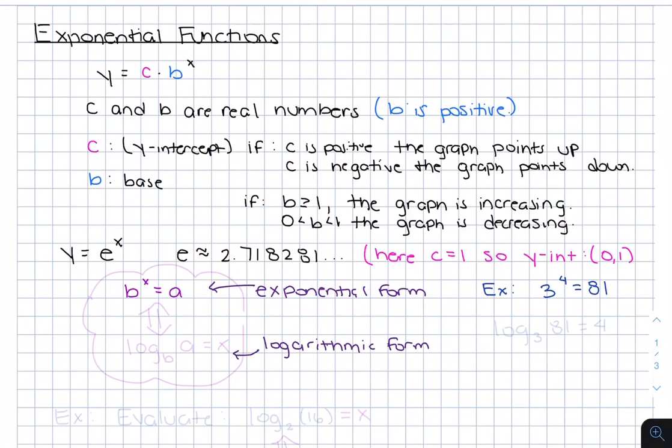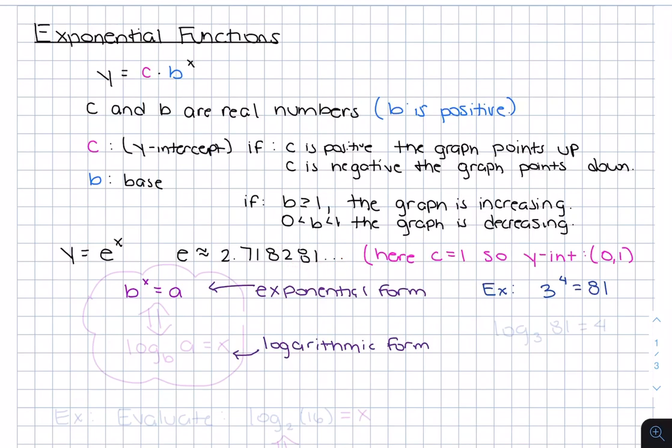So as we said earlier, e is actually similar to pi, where it's an irrational number, and it's approximately equal to 2.718281, so on and so forth. And so basically that means that here, e is our base, and our y-intercept, which is c, is 1, which means that our y-intercept is (0, 1). And this is growing exponentially larger by 2.71, and so on, which is basically e.